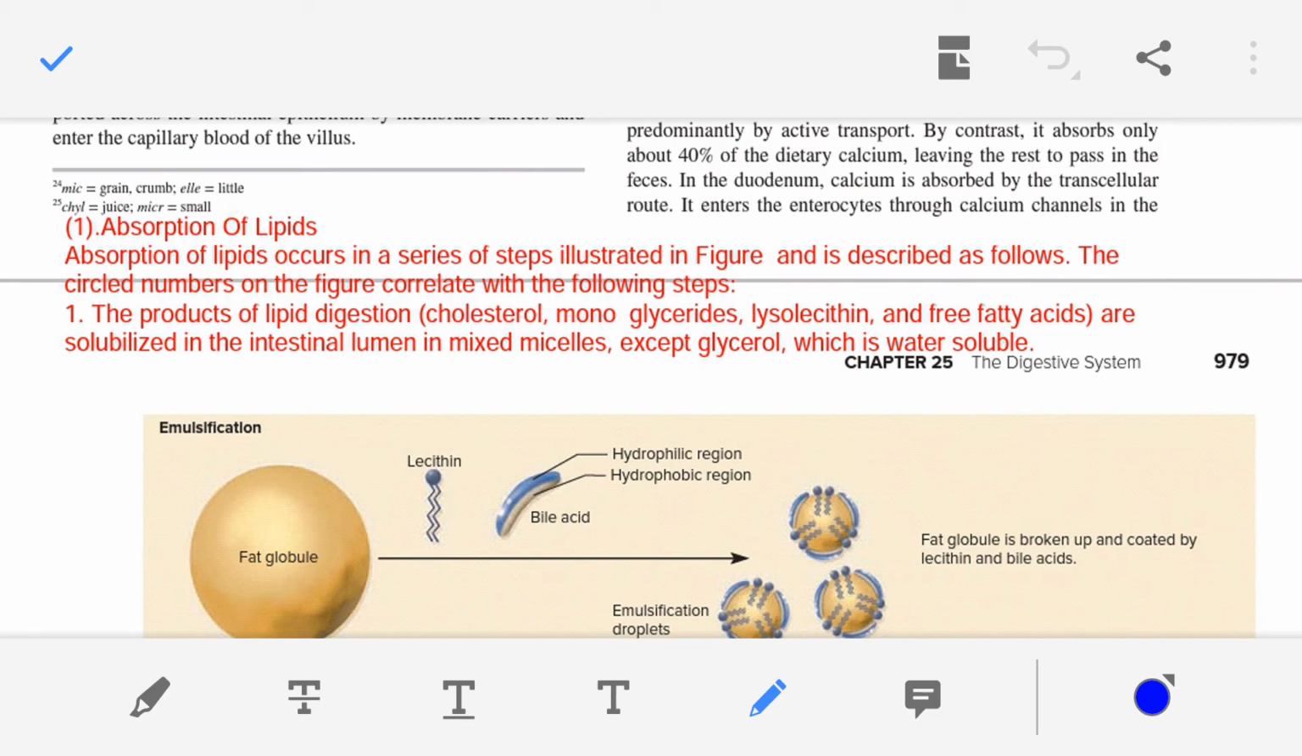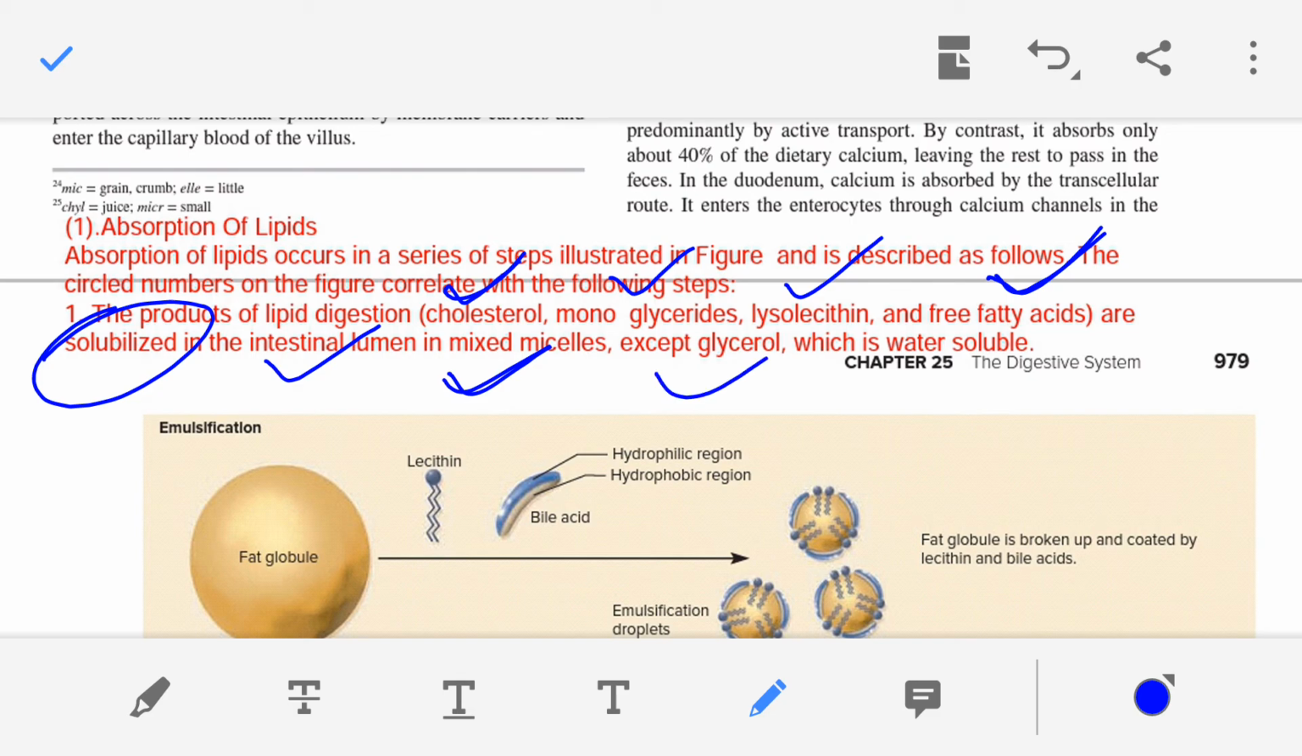Now, when the lipid digestion is completed, the products which are formed are cholesterol, monoglyceride, lysolecithin, and free fatty acids. All these lipid digestion products solubilize in the intestinal lumen by the formation of mixed micelle. In micelle formation, glycerol is not taking part because glycerol is water soluble.